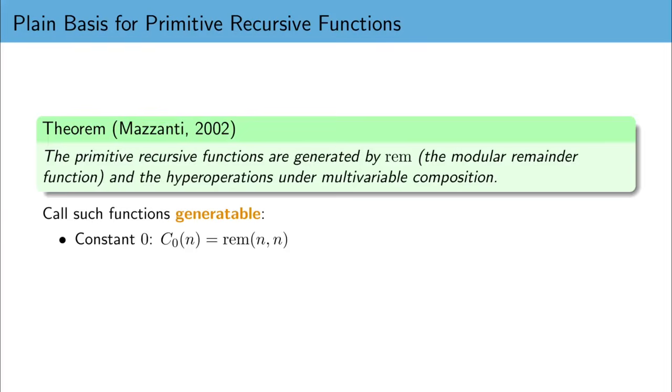For instance, the constant 0 function is just the remainder when n is divided by n. And then we can produce higher constant functions by composing with the -2nd hyperoperation, successor. And so we don't even need to include constants in our expressions for our primitive recursive functions, because we can replace those constants by these sorts of expressions here.